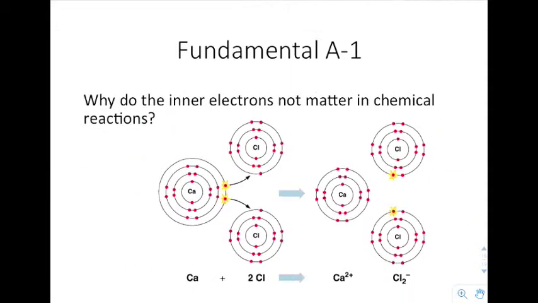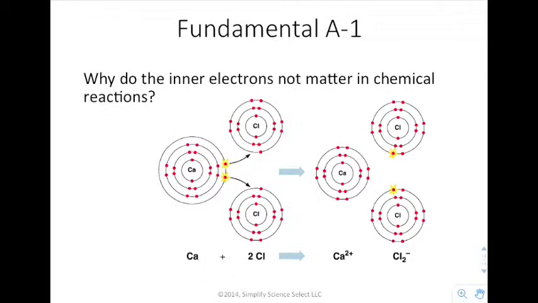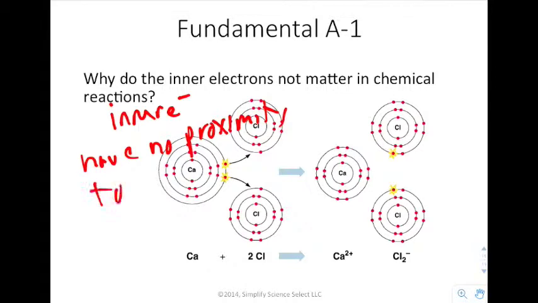So it says, why do inner electrons not matter in a chemical reaction? And the reason is the inner electrons have no proximity, which means they're not very close to other atoms. So it's because of the physical location of these electrons. Whenever you look at this, there's no way that this chlorine atom can access the electrons that are very close to the nucleus, because there's too many other electrons in the way. So it's the outer electrons that are available that allow them to react.